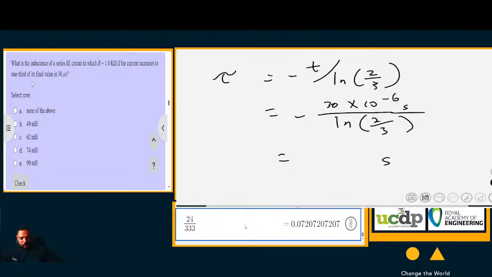And it is approximately 74.08 times 10 to the negative 6 seconds. And so there we have it.